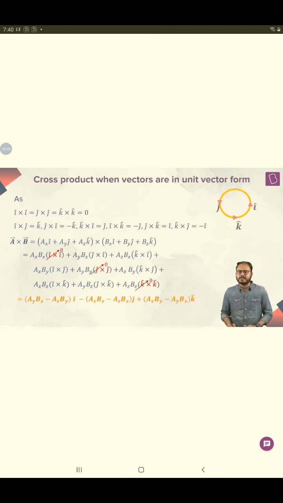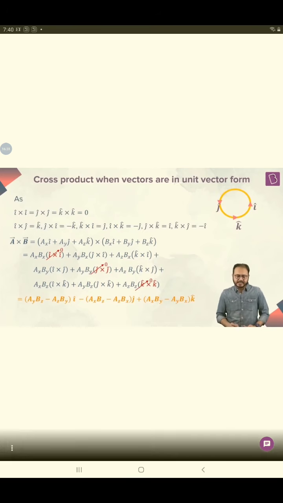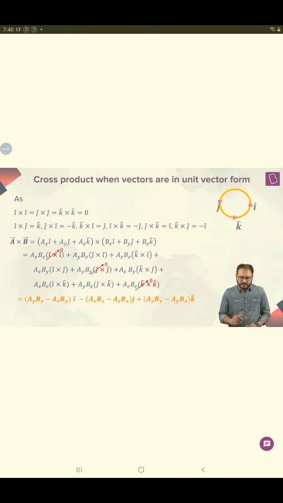3 things will become 0. Why is that? i cross i is 0, j cross j is 0 and k cross k is 0. The remaining are 6 terms for you. And how will you write those 6 terms individually? You will write them using what I just taught you, the cyclic order of orthogonal unit vector cross multiplication, how i, j, k run in the cycle. Can I give you an example?